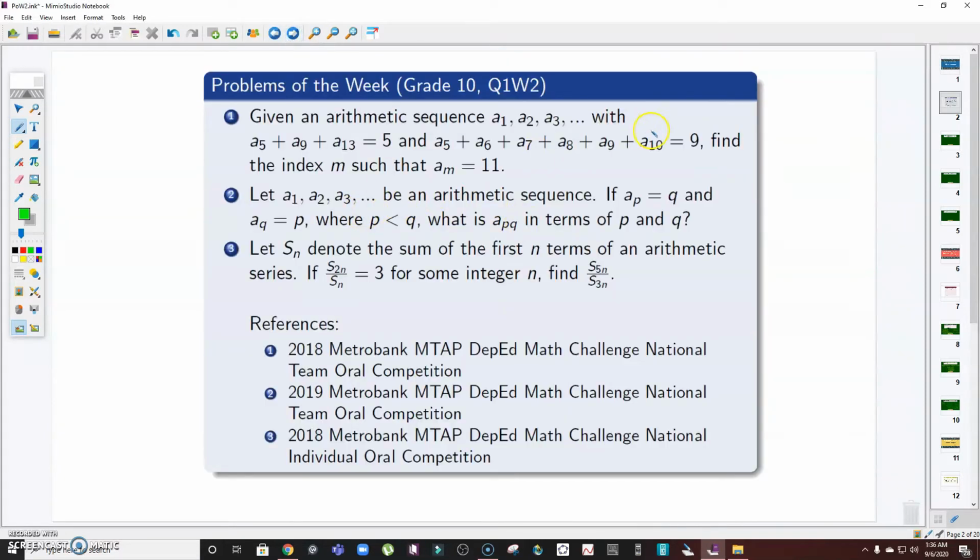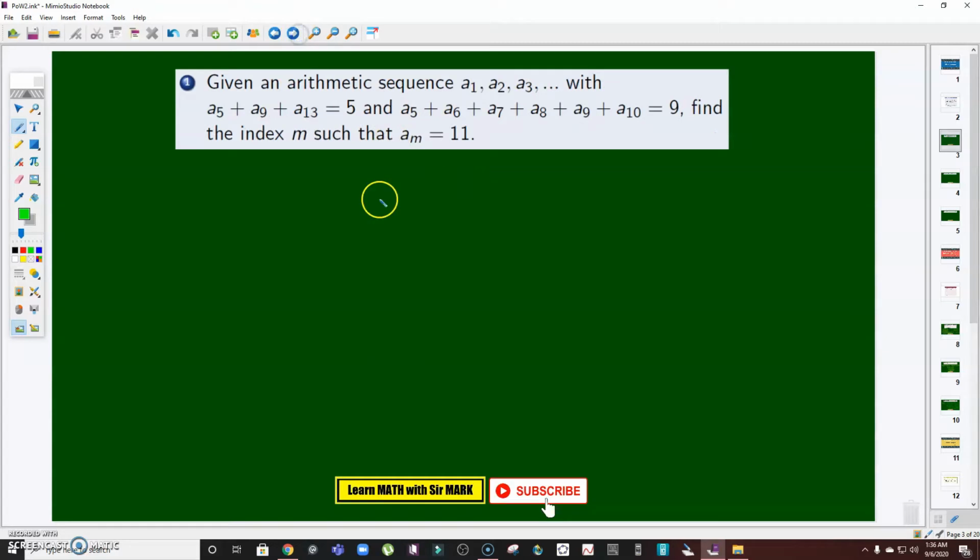Okay, for this week, week number 2, I posted 3 problems, which I took from the MMC National Team Oral and Individual Oral Competitions. Okay, so let's start with problem number 1.